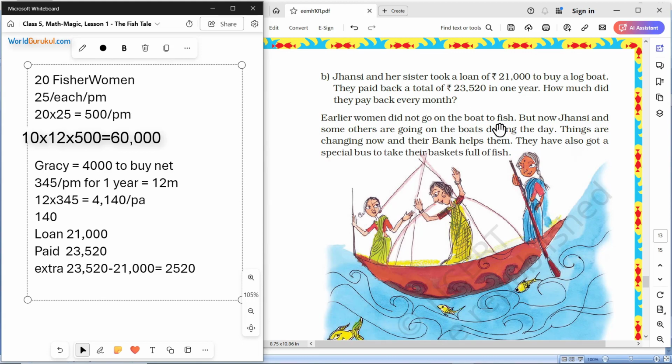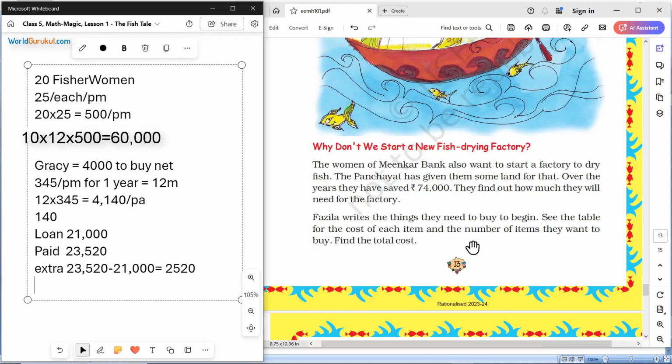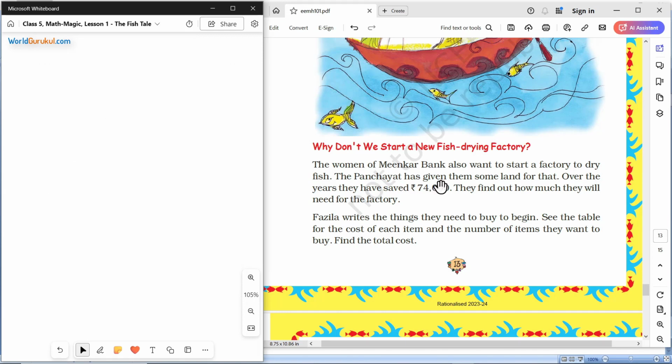That is called interest. See, these are fisherwomen. Earlier we said fishermen. So fisherwomen also go to catch the fish. So they came up with another plan. New fish drying factory. Wet fish are going to be spoiled fast, so they need to use the cold storage or dry them so that they don't get spoiled to make some byproducts. So they want to start a factory to dry the fish.